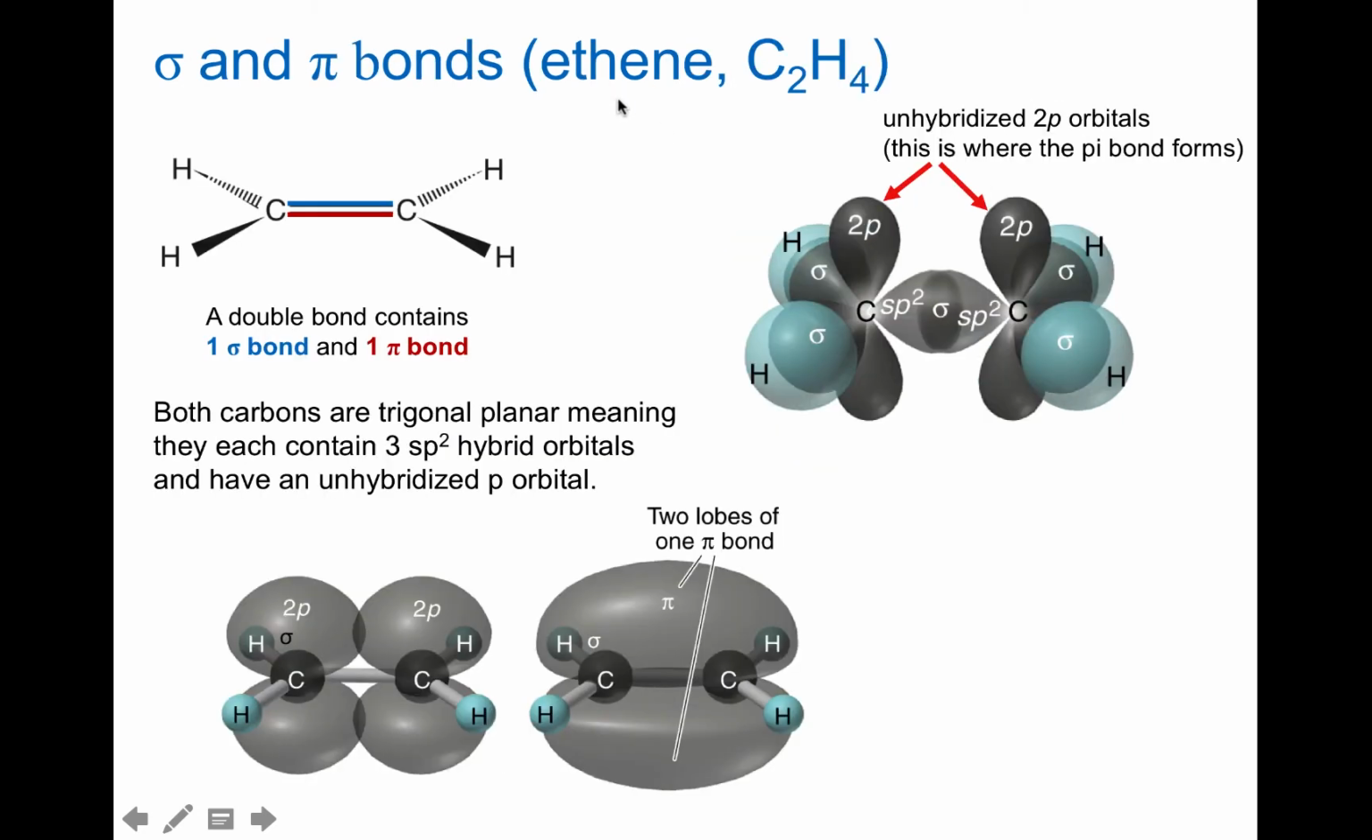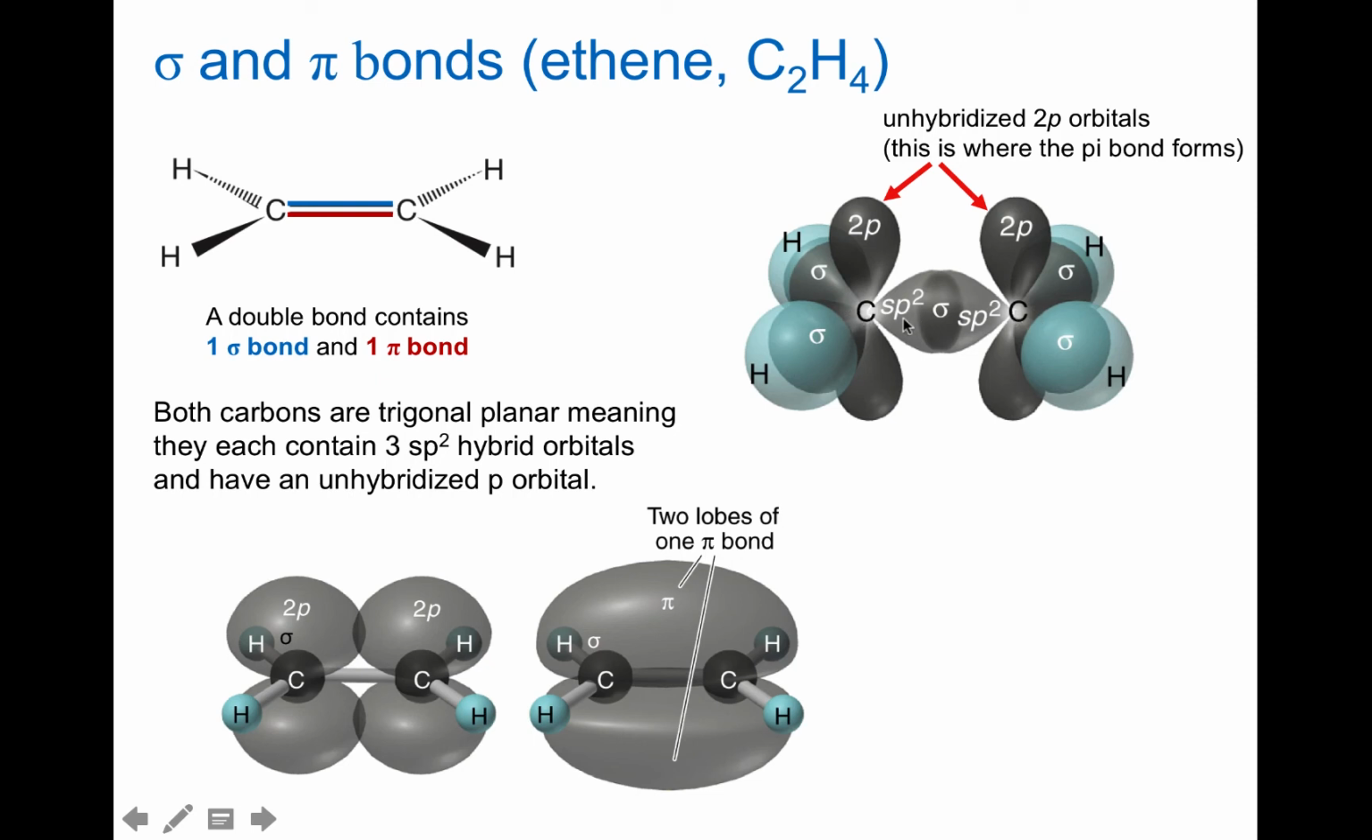The next example is ethene, where there's a double bond between the two carbon atoms. That double bond represents one sigma bond and one pi bond. Each of the carbon atoms has 3 groups of electrons around it, meaning it has 3 sp2 hybridized orbitals. Each of the 3 sp2 hybridized orbitals is used to make a sigma bond between the carbon and the hydrogen, and between the 2 carbon atoms.